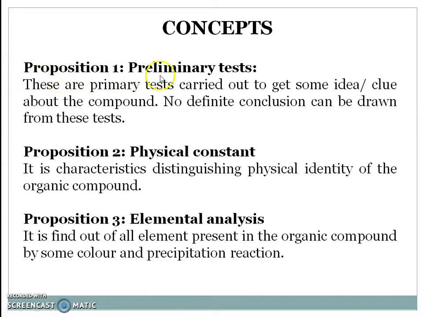First, preliminary test. These are the primary tests carried out to get some idea or clue about the compound. No definite conclusion can be drawn from this test. Proposition second, physical constant. In that we have to perform melting point or boiling point determination. It is characteristic and distinguishes the physical identity of the organic compound. Proposition 3, that is elemental analysis. It finds out all the elements present in the organic compound by some color and precipitation reactions.